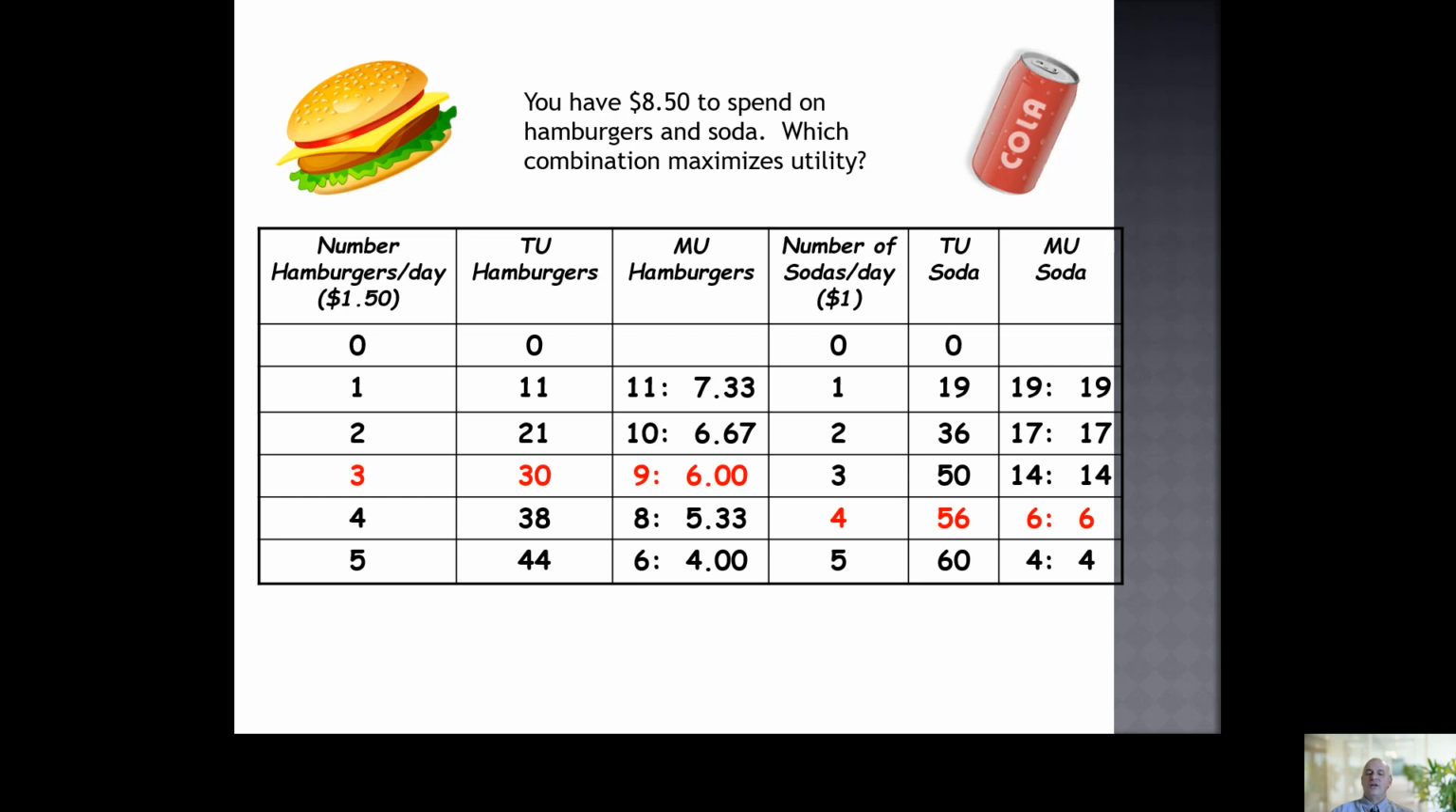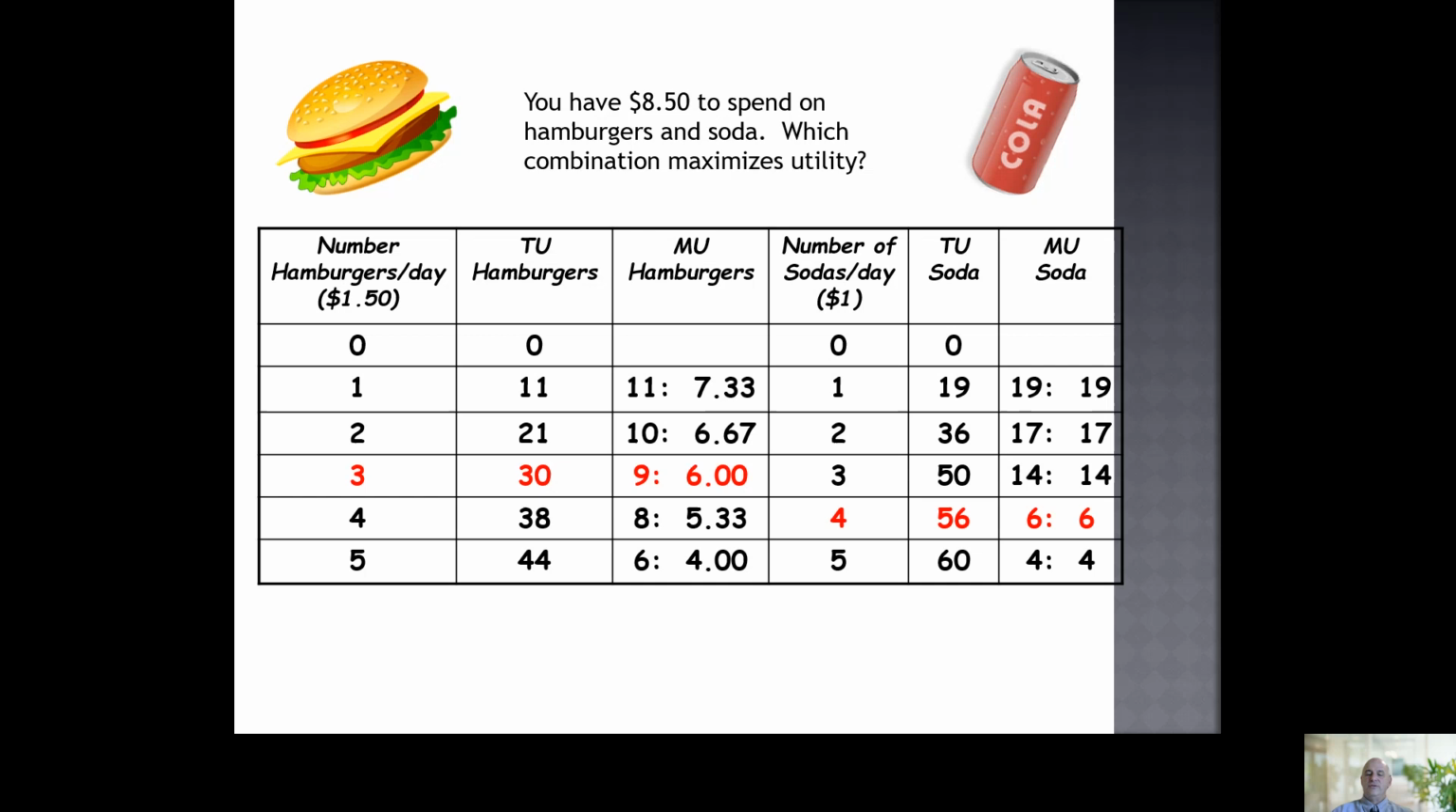I get a total of 86 units of satisfaction from 3 hamburgers and 4 sodas. So 30 from the hamburgers, 56 from the sodas. I'll get a total level of satisfaction of 86 units. And I can afford it, $8.50.